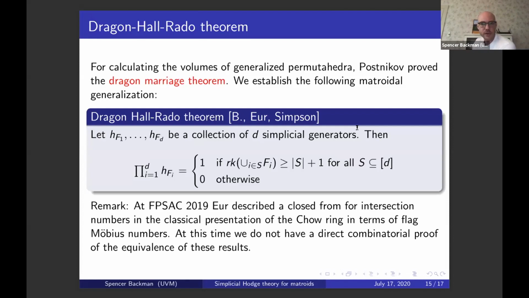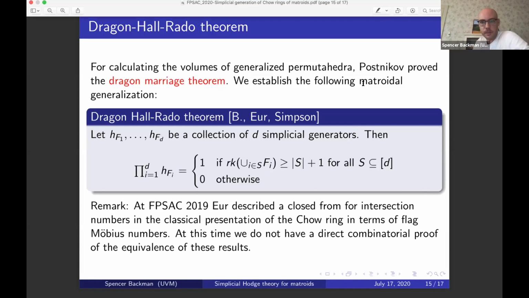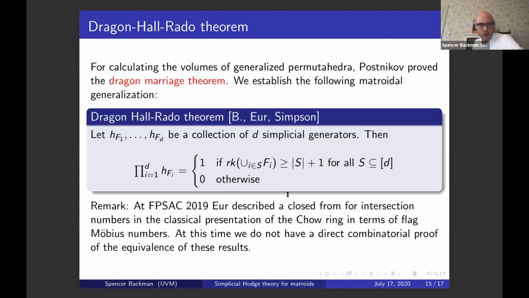So the product of these HFs is actually going to correspond to a real number. In general, every monomial in this Chow ring corresponds to a real number. And we prove that this product of the HFs is always either going to be 0 or 1, and we give a precise condition on when it's going to be 1. In particular, what we need is that the rank of the union of these flats is at least the cardinality of the collection of indices plus 1, and it's 0 otherwise. So this is like a generalization of a mixed volume computation for the braid arrangement.